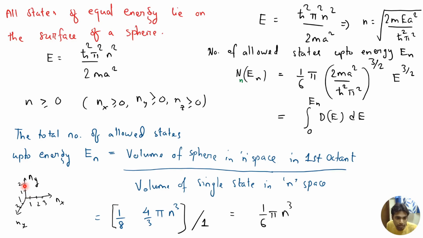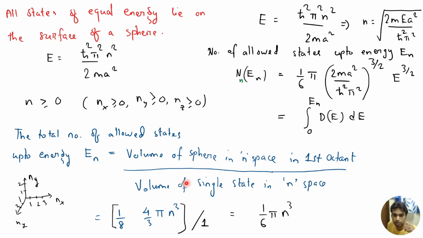If you think of this diagram as your n space, the states are occupied only in the first octant. So it is 1 by 8 times 4 by 3 pi n cube, and one state occupies a volume of 1 here. Simplifying that, it turns out to be 1 by 6 pi n cube. So we have a relation for the total number of allowed states up to energy En.